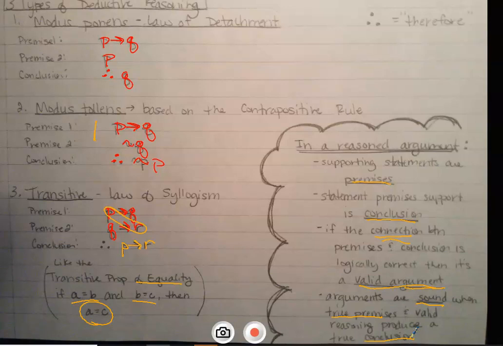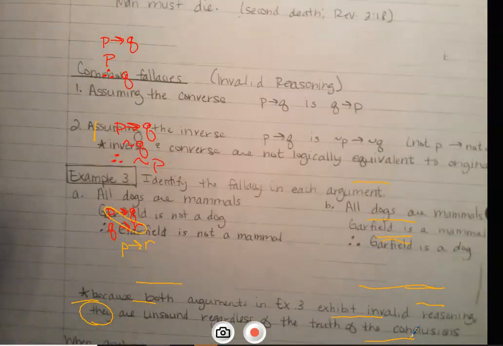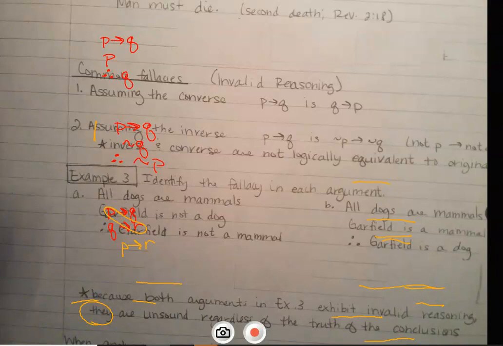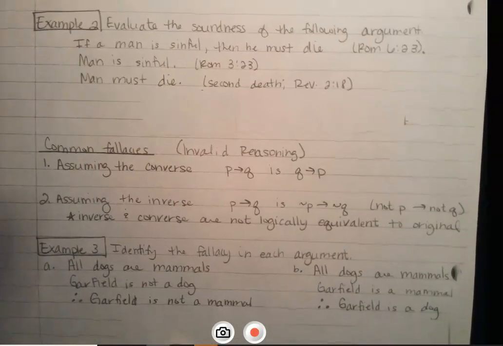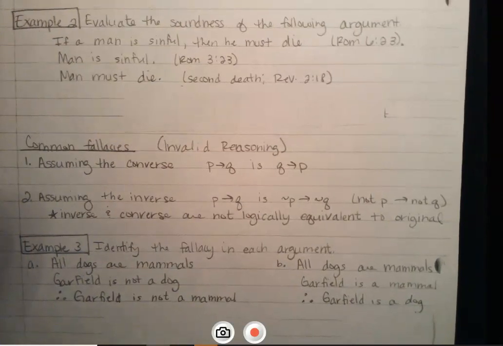Again, it's going to make more sense when we get there and actually do it. So let's flip over and look at example 2. It says evaluate the soundness. We're going to jump right in. Evaluate the soundness of the following argument. If a man is sinful, then he must die. That's premise 1. Premise 2, man is sinful. And the last one, therefore, man must die.